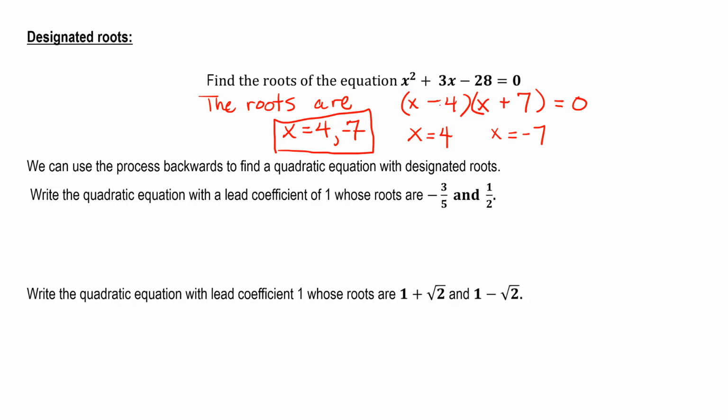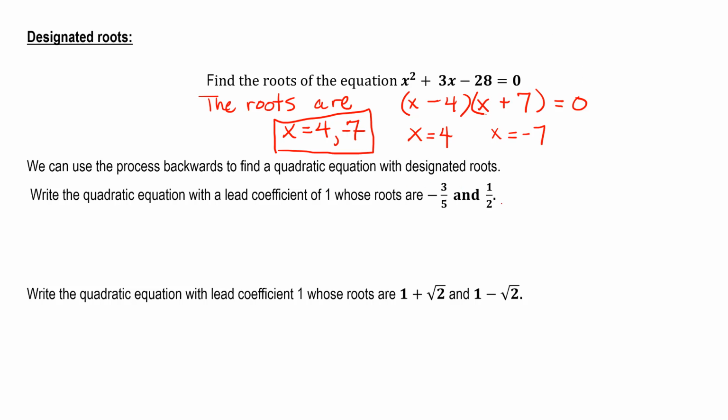Well, all you would have to do would be to write the factors you would get if you take the root and you write x minus one of the roots. That will be a factor. So one of the roots is 4, so x minus 4 is a factor. Negative 7 is a root, so you can see that x minus negative 7 was a factor, x plus 7. So if we're given the roots, that's all we have to do to find the equation.